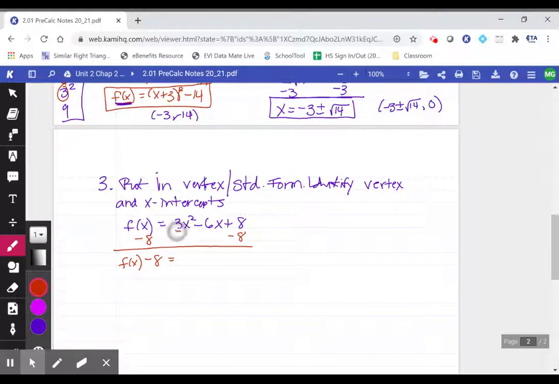Now, we cannot complete the square if there's a number other than 1 in front of the x squared. So since it's a 3, and I'm not saying take out your GCF, I'm saying take out whatever number is in front of that x squared. So because it's a 3, I'm going to factor out a 3 from both these terms. So I'm dividing each by 3. So I'm left with x squared minus 2x.